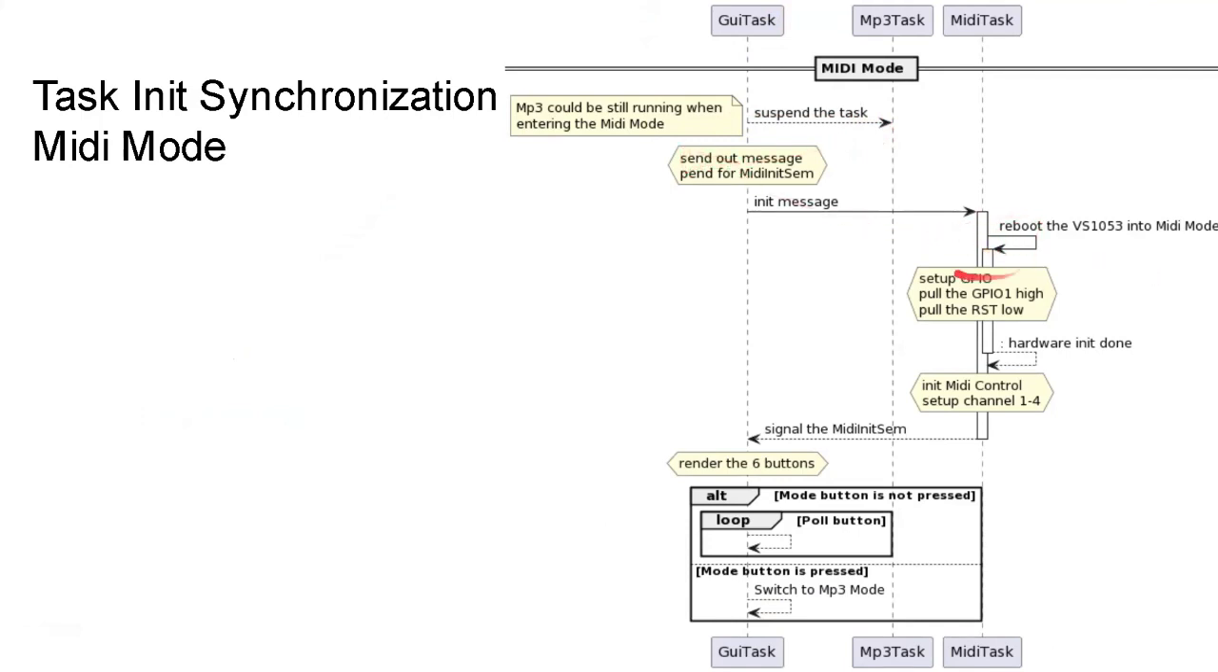And the Midi task will reboot the audio card into Midi mode and then set up the Midi control and the channels, which means the channel volumes and the instruments, that kind of thing. And then the Midi task will signal the semaphores to tell the GUI task that the initialization has been done. And then the GUI task will render the 6 buttons and go into button polling mode.